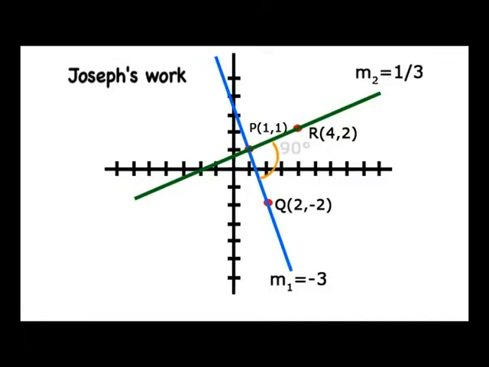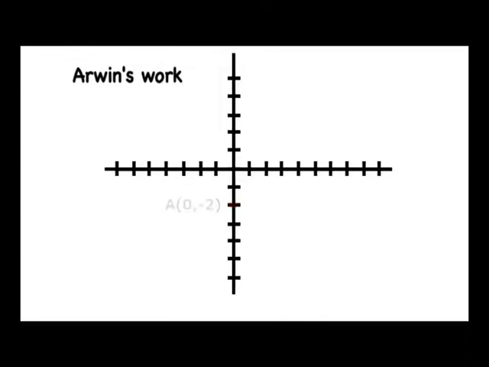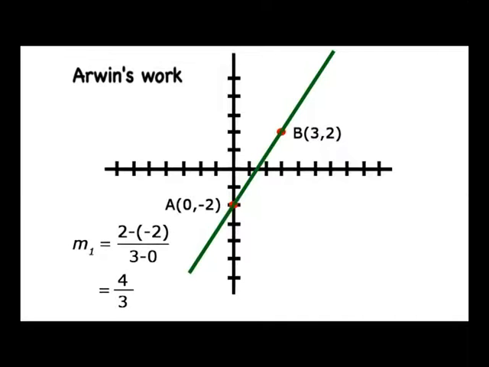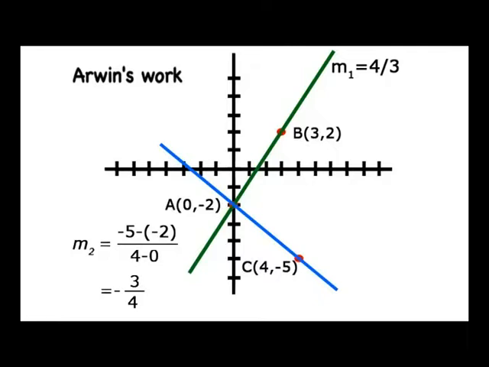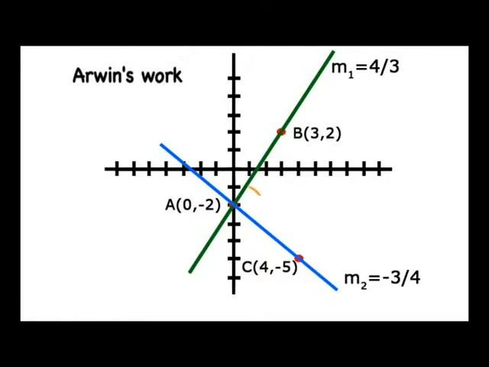Angle QPR is a right angle, so the lines PQ and PR are perpendicular. I got the same result. Angle BAC measures 90 degrees. So lines AB and AC are perpendicular as well.